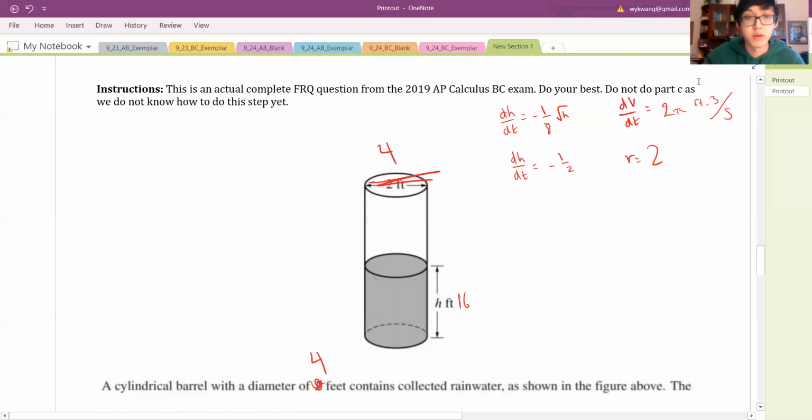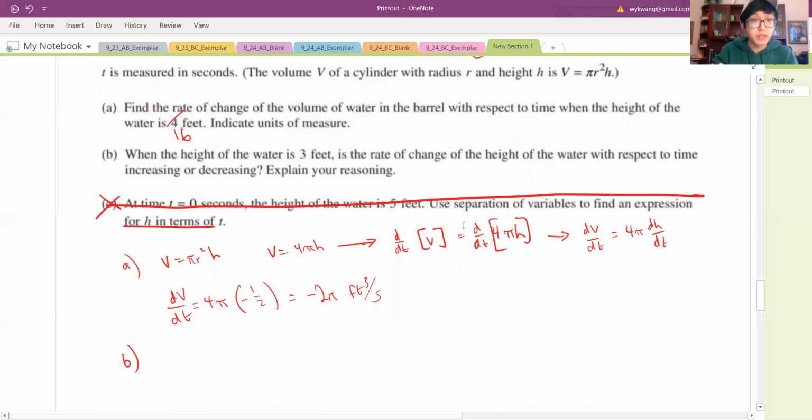So I don't remember what we're actually solving for. Okay, so now part B is when the height of the water is 3 feet, so when h is 3, is the rate of change of the height of the water with respect to time increasing or decreasing? Okay, so you can try to solve for this again, but this is a hard problem. So think about what this means. Is the rate of change of the height of water with respect to time increasing or decreasing?